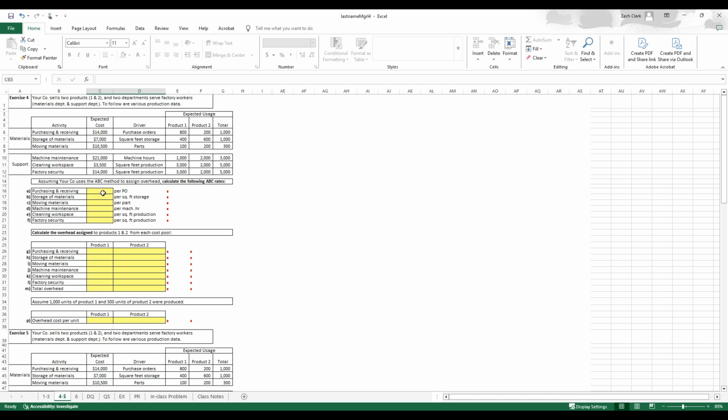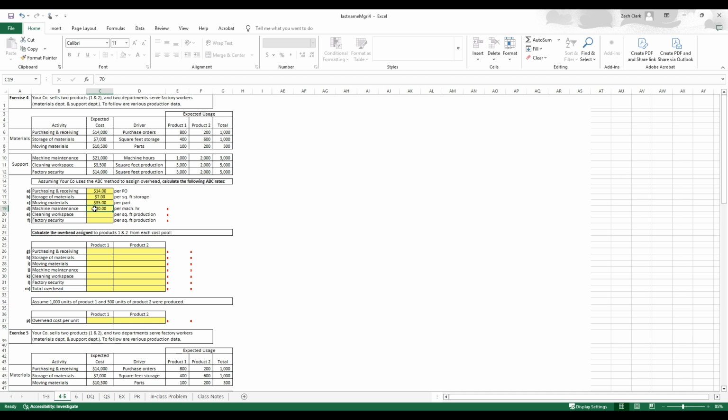So let's say we're using the ABC method. Calculate the following ABC rates. For purchasing and receiving, we've got 14,000 of expected costs with total usage of 1,000. So $14 there. Then we've got $7,000 of storage and 1,000 feet of storage space. 10,500 divided by 300 in total parts. Then we've got 21,000 divided by 3,000.